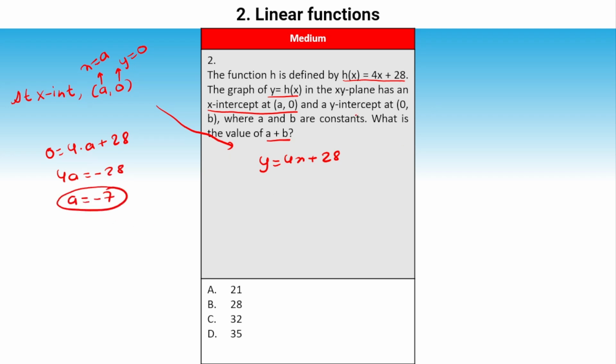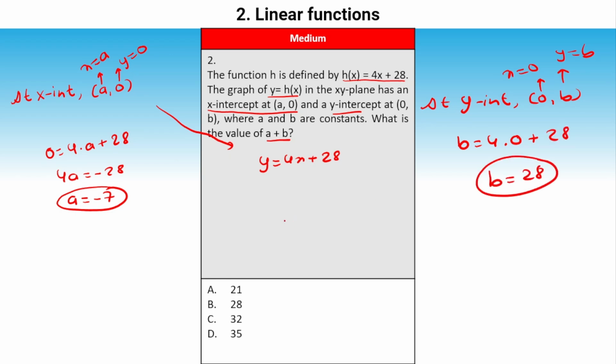Now the other is the y-intercept. At the y-intercept, that is (0, b), which means x will be 0 and y will be b. Just plug it into the equation as explained before. So y is b, x is 0, plus 28, so the value of b is simply 28. We have to find the value of a plus b. So a plus b will be minus 7 plus 28, which equals 21. So 21 is your answer.